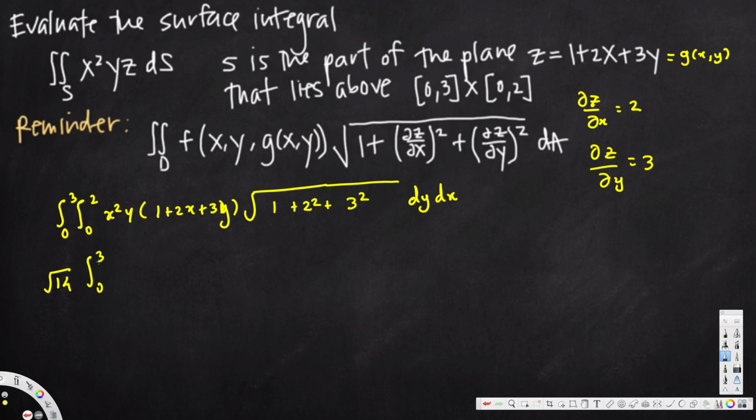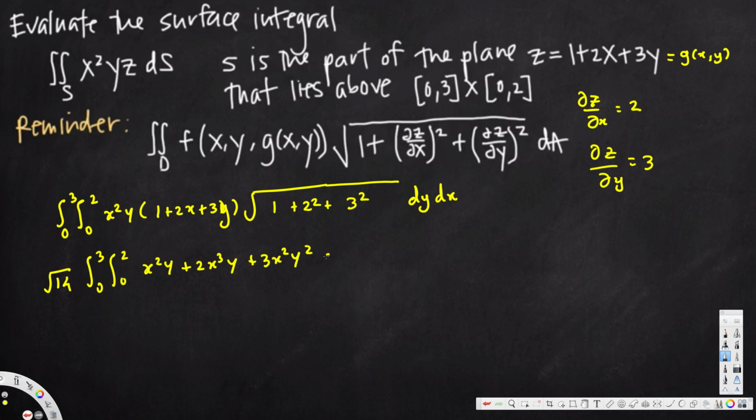This is going to be 0 to 3, integral 0 to 2, and then we are going to multiply this x squared y with this one. Here x squared y times 1 is just x squared y, and then x squared y times 2x is going to become 2x cubed y, and if we multiply 3y times x squared y, that is going to become 3x squared y squared.